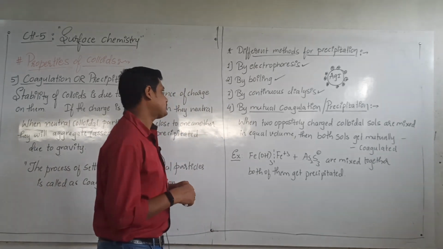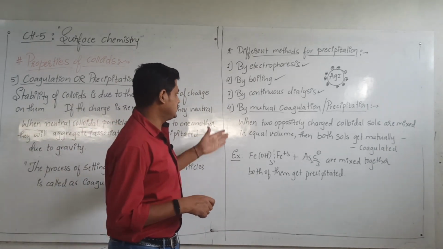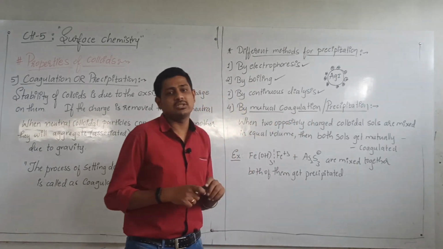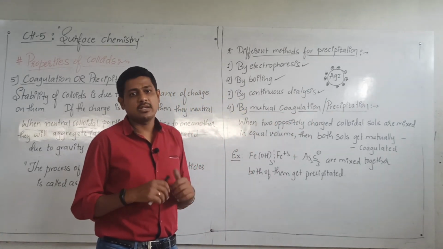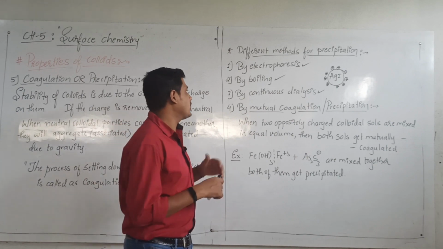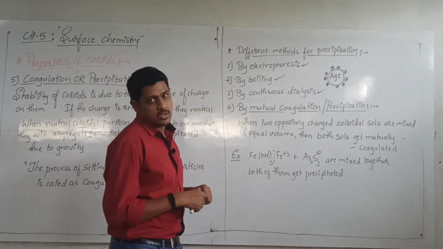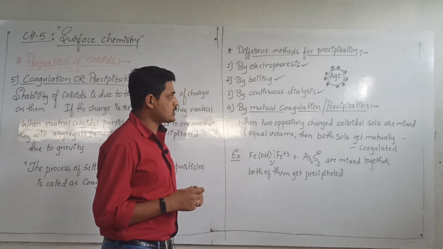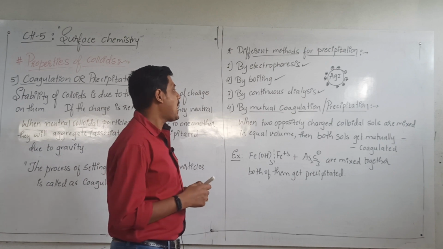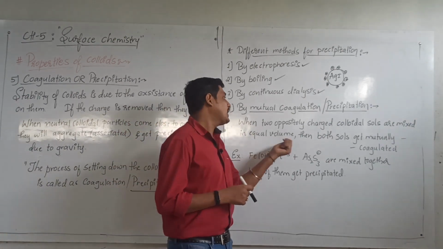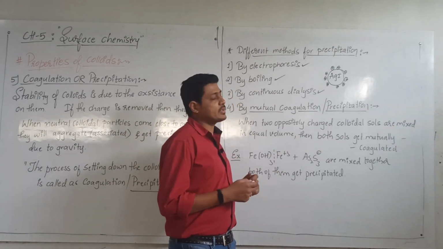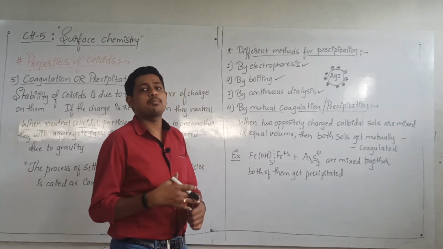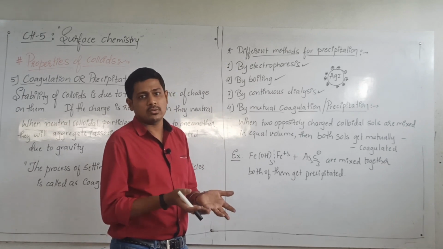Then the fourth one is mutual coagulation or mutual precipitation. Now you know the meaning of mutual: give and take. So in mutual coagulation or precipitation, what will happen? When two oppositely charged colloidal sols are mixed in equal volume, then both the sols get mutually coagulated. It's obvious, isn't it? So when two oppositely charged colloidal particles are mixed in equal amount, then what will happen?